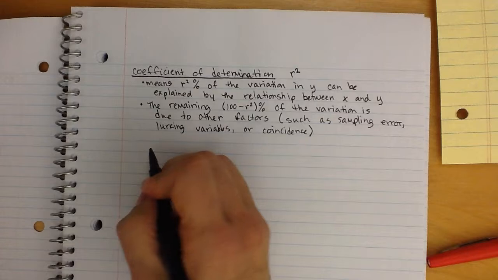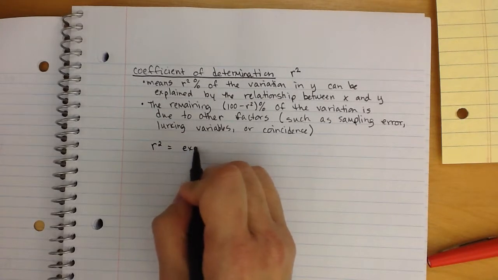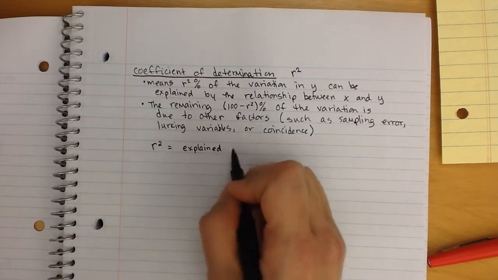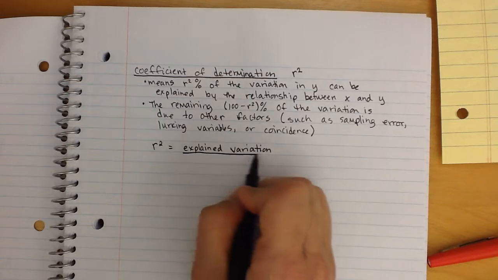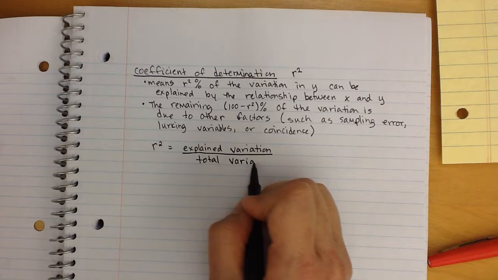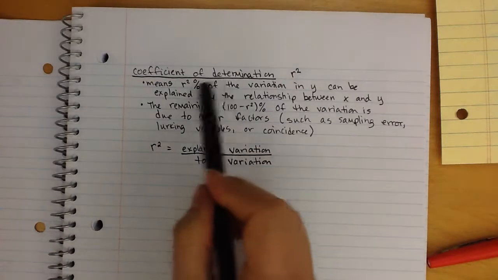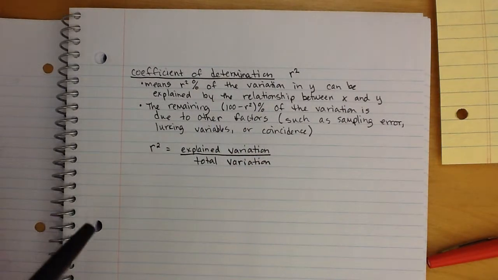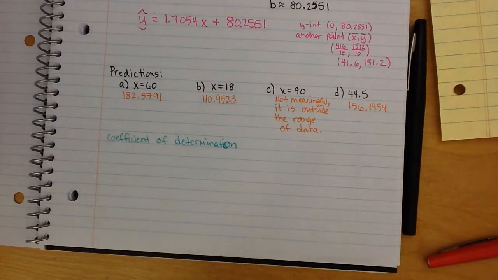Now that r squared is found by taking the explained variation divided by the total variation. But the way that we're going to find it is just to take the r value that we had and square it. So it's going to be really simple to calculate, and then we'll use this explanation to interpret it. So for our coefficient of determination in the problem that we just worked on.